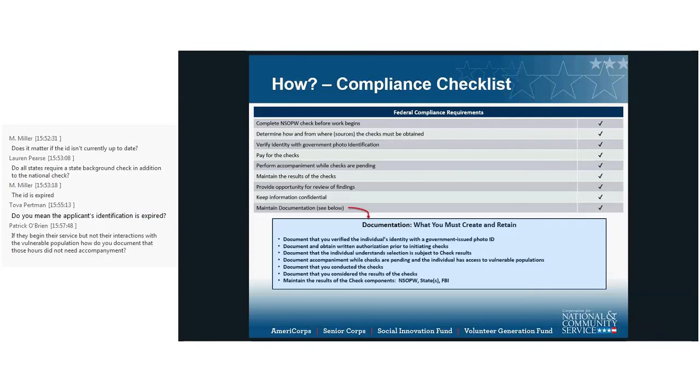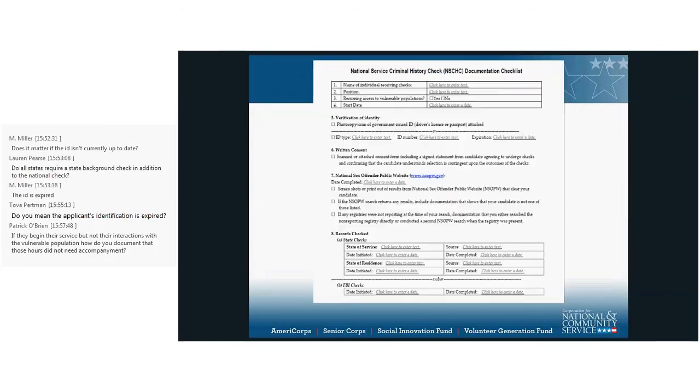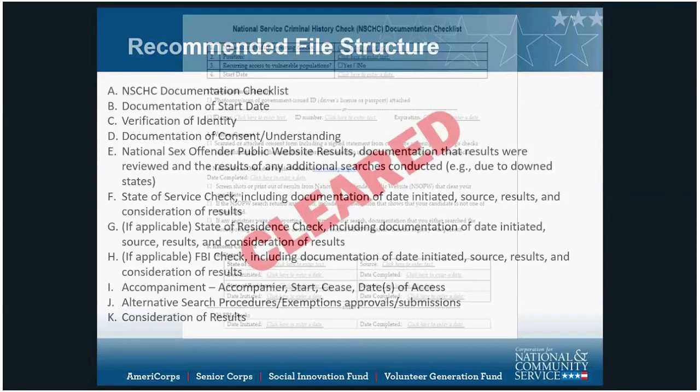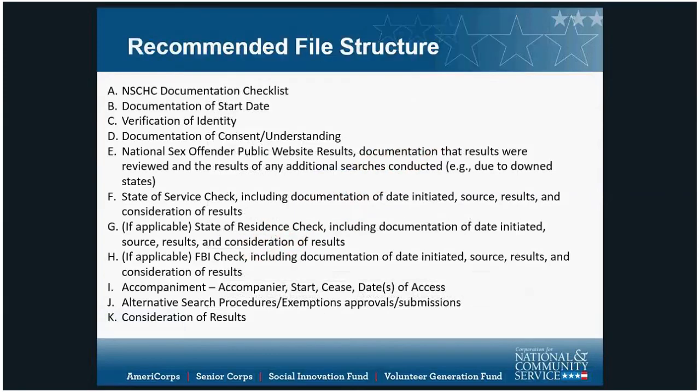You document when you conducted those checks, when you considered those results, and then you're going to keep all of those checks. I know that's a lot of documentation, so we've come up with this documentation checklist that you can use to help manage that process. A lot of times people ask us, how should we organize this? You guys are welcome to organize it however you want. This is just a recommended file structure, but you need to have all this information in place. So you need to have the documentation, the start date, proof that you verified the identity, the actual checks, all of that information.